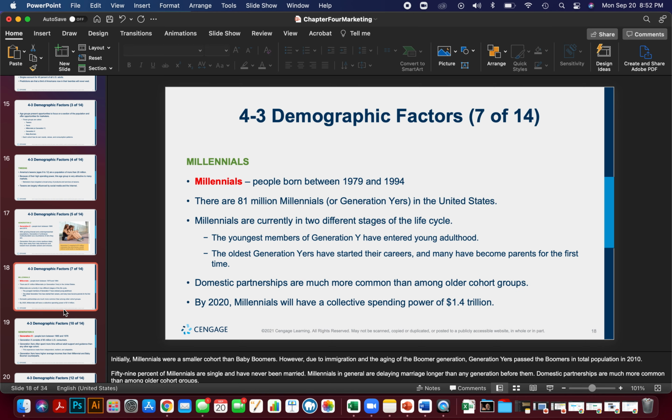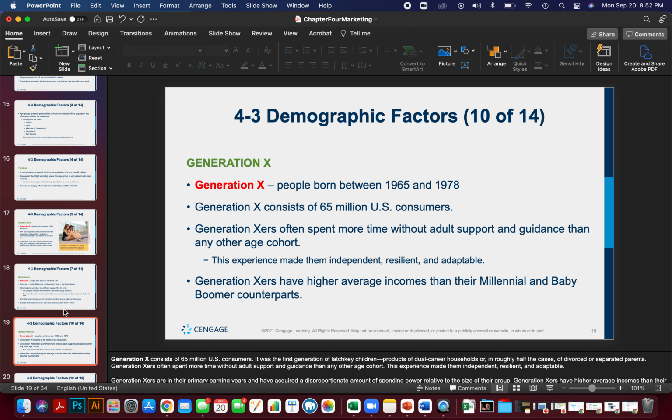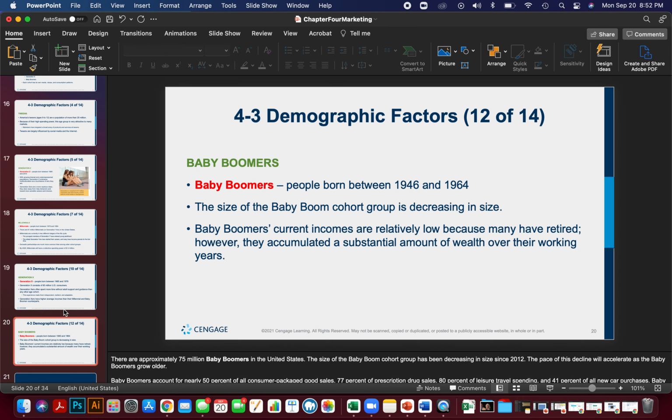But millennials are born typically between 1980 and 1994. Generation X is born between 1965 and 78. I've seen some saying 1960. That's why I said that earlier. And then we have baby boomers, and these are our seniors born between 1945 and 1964.